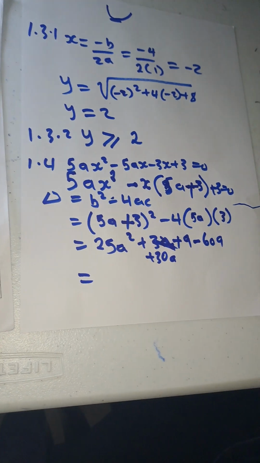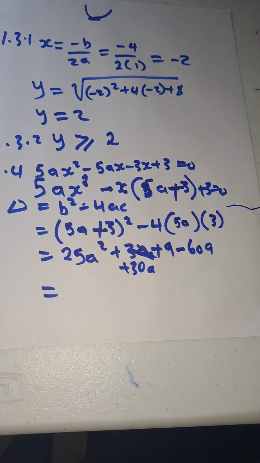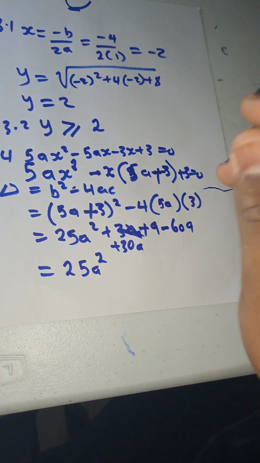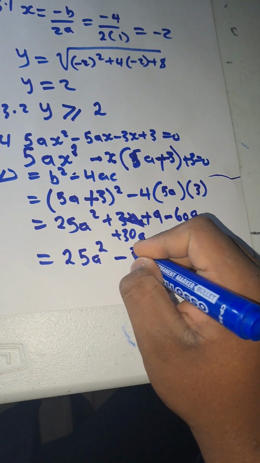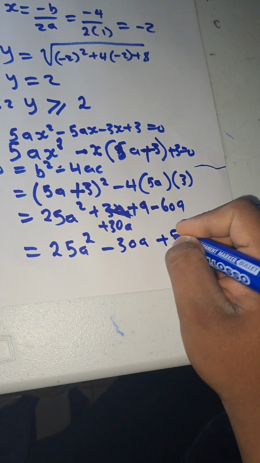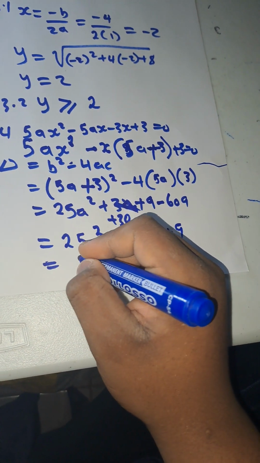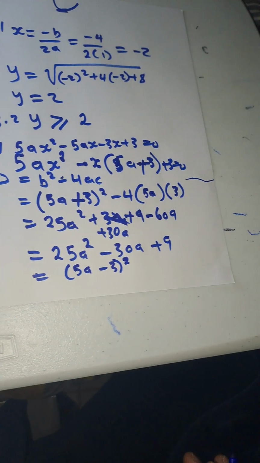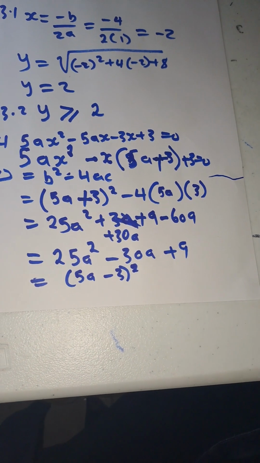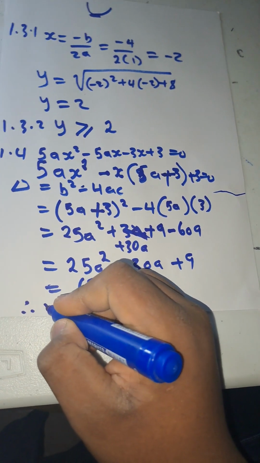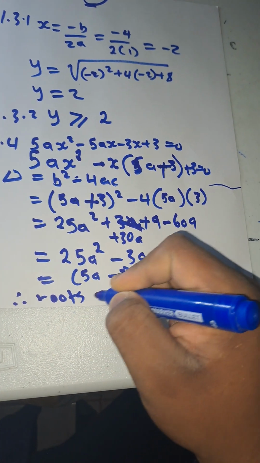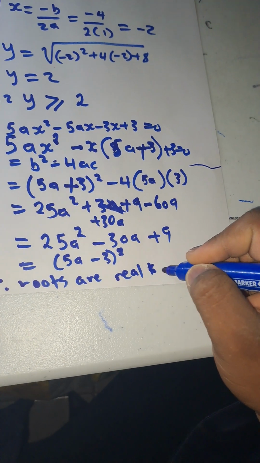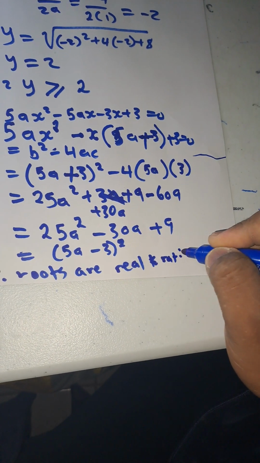Okay. Now, I need to simplify my quadratic. So it will be 25a squared, 30a minus 60a. It is what? Minus 30a plus 9. Then I will have what? 5a minus 3 squared. Then I can conclude by saying therefore the roots are real and rational.